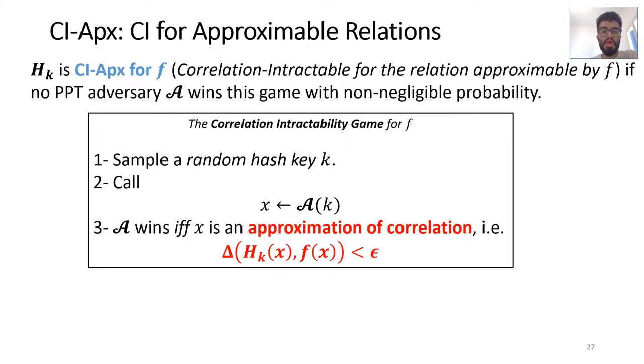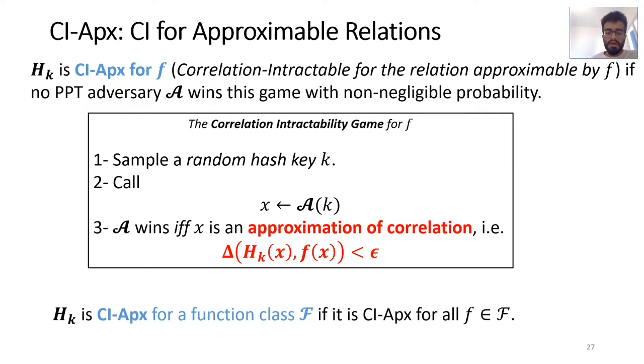Correlation intractability for approximable relations. We say that the hash function H is correlation intractable for relations approximable by F if it's hard for an adversary not only to find a correlation, but rather to find an X such that H of X and F of X are close in Hamming distance. And we can similarly extend the CI notion to a CI for a class of functions.